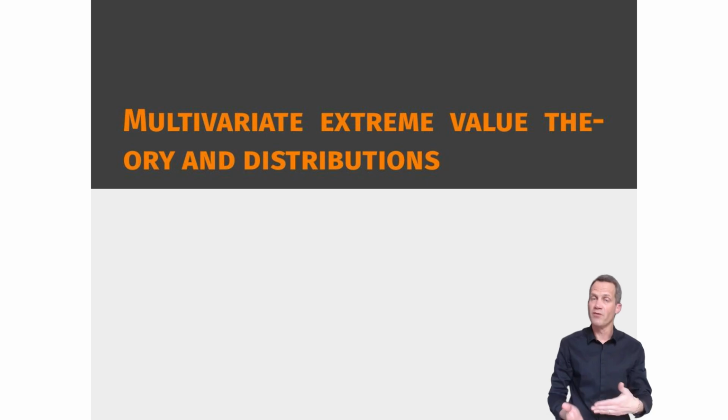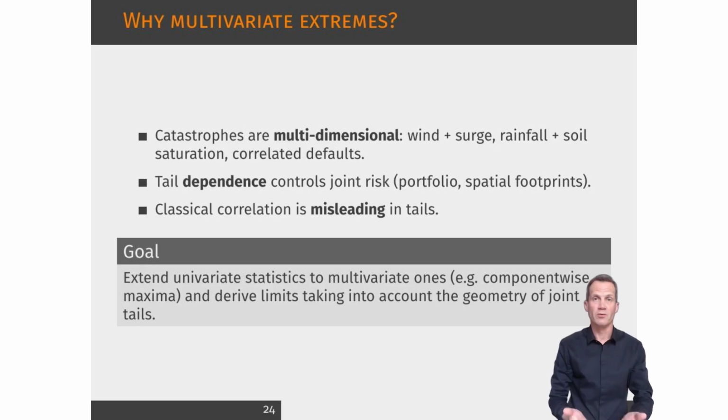We now move from univariate extremes to multivariate extremes, where the central issue is no longer only how large an event is, but how several extremes occur together. This section explains why extremes must often be studied in several dimensions. First, many catastrophes are naturally multidimensional.